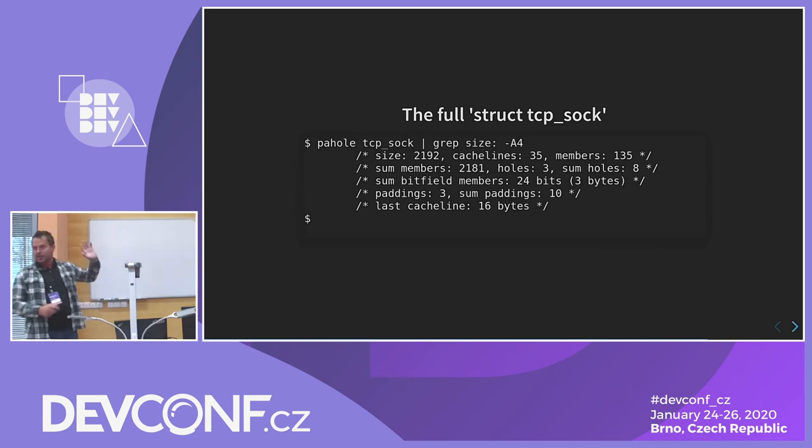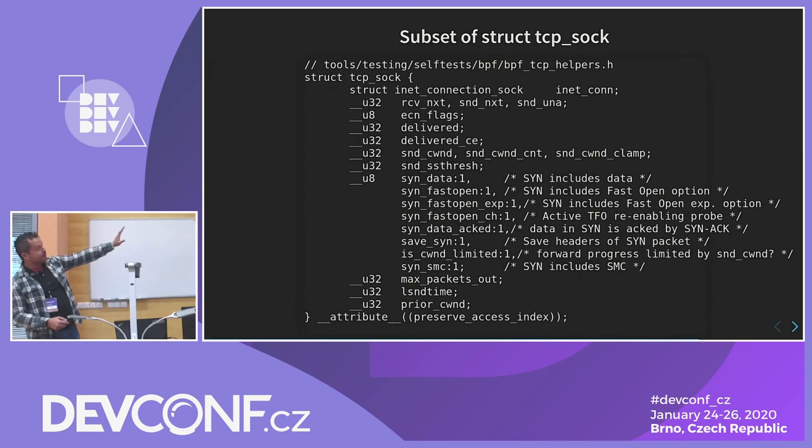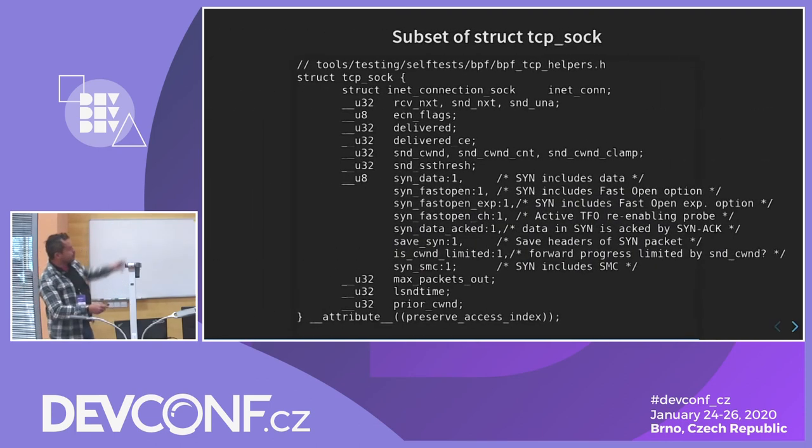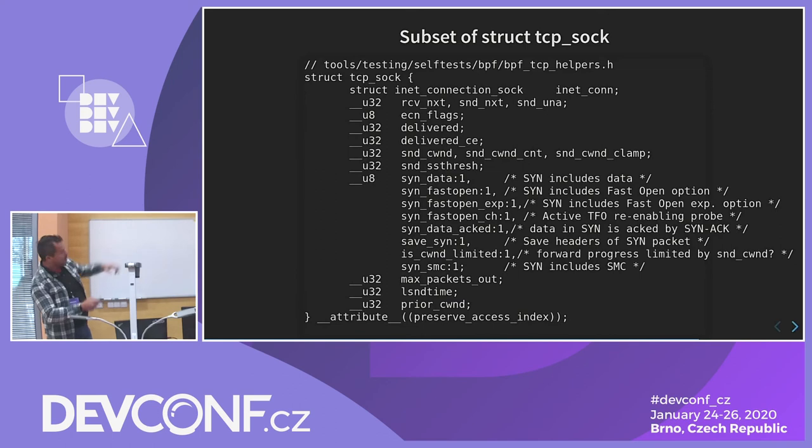What you are seeing here is not the full TCP SOC. It's the subset of TCP SOC that's used by the congestion control algorithm. And this is allowed by the compiler once run everywhere. Of course, when you declare something like this in your BPF program, the offset for this thing will be different from the offset of this thing in the kernel. So it has to have some sort of relocation while this is being loaded into the kernel.